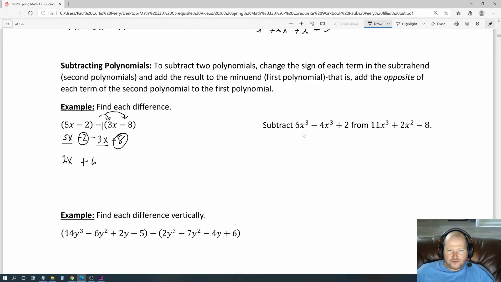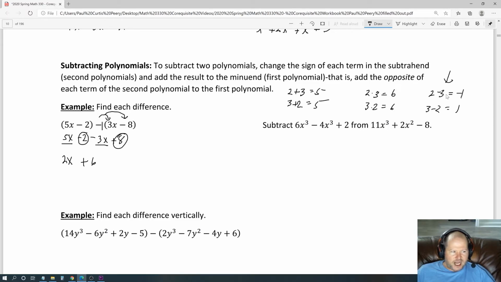Now, be careful because order matters in subtraction, right? So the commutative property of addition would be something like, 2 plus 3 is 5, 3 plus 2 equals 5. Okay, the commutative property also applies to multiplication. 2 times 3 is 6, 3 times 2 is 6. But it does not apply to subtraction. 2 minus 3 is negative 1. 3 minus 2 is positive 1. All that really means is order matters for subtraction.